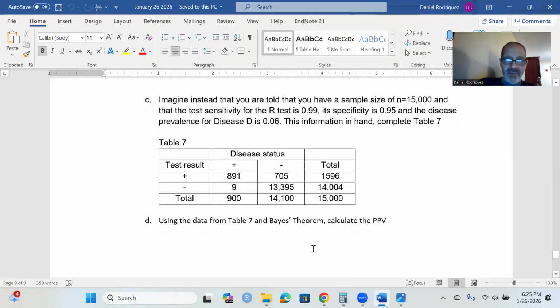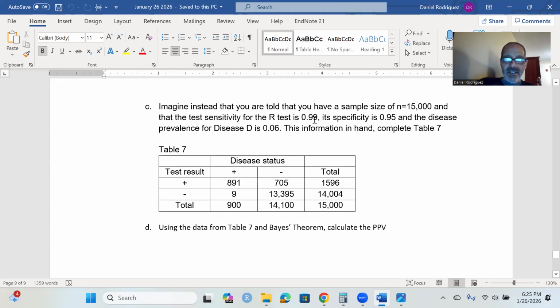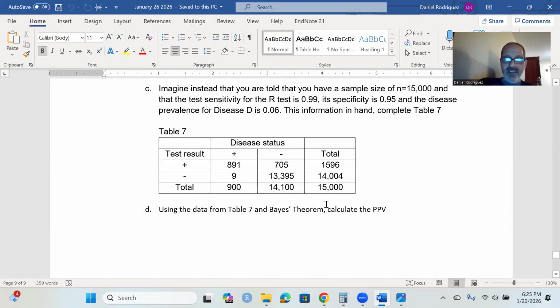Using the data in table 7 and Bayes' theorem, calculate the PPV. All right, so we know that the sensitivity here is 0.99, specificity is 0.95. We have 15,000 individuals, and our prevalence is 6%, 0.06. If I wanted to calculate the PPV from the table, it's a conditional probability, the probability of being disease positive given one tests positive. 1,596 tested positive, and of those 891 were disease positive, so it'd be 891 divided by 1,596.